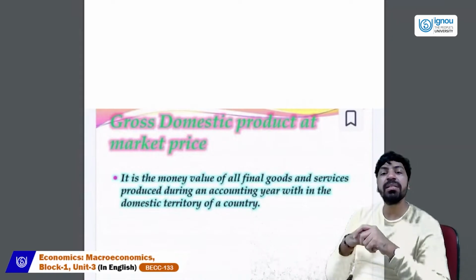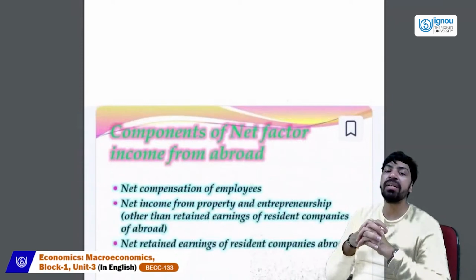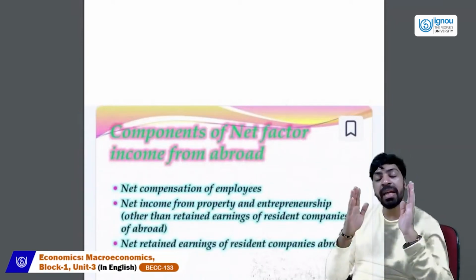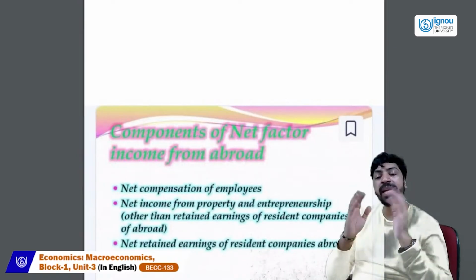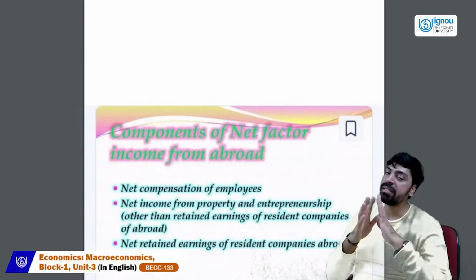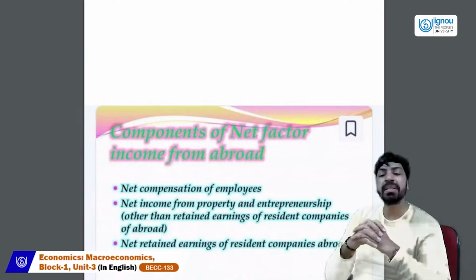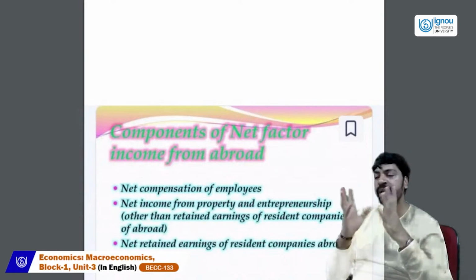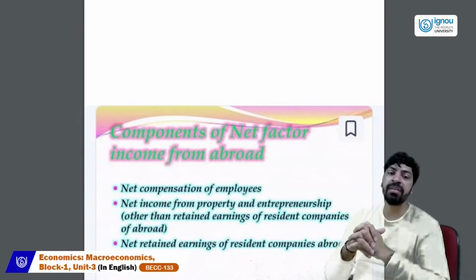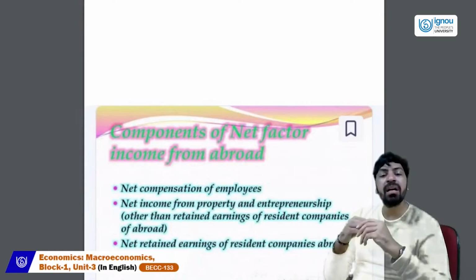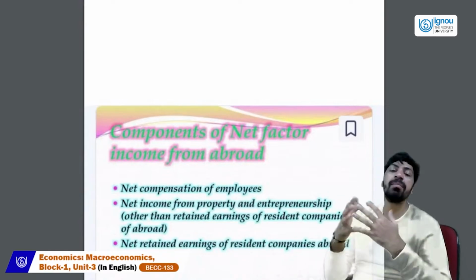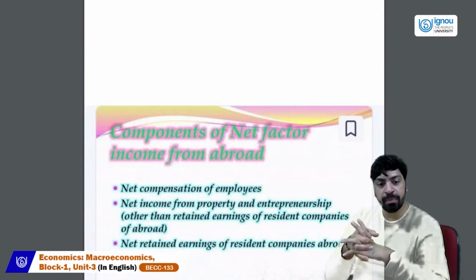The next one is the components of net factor income from abroad. These are incomes where an economic transaction exists, and that's a part of the net factor income from abroad. The first one is net compensation of employees. Whatever payments are made to the employees are called part of the net factor income. Net income from property and entrepreneurship is also a part of the net factor income from abroad.